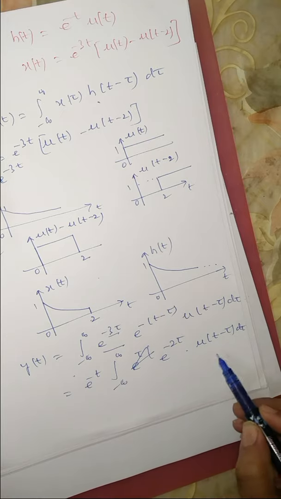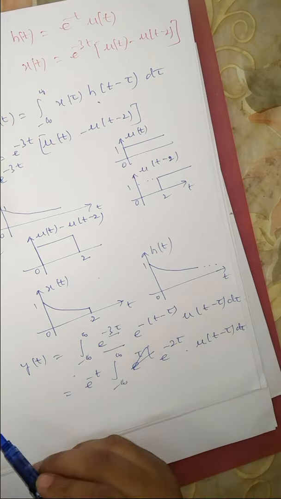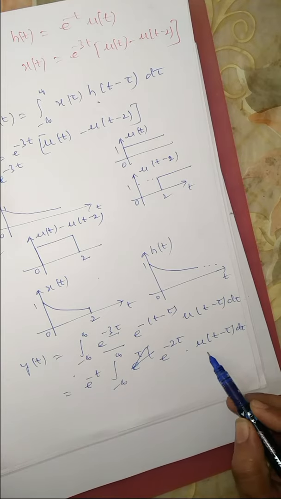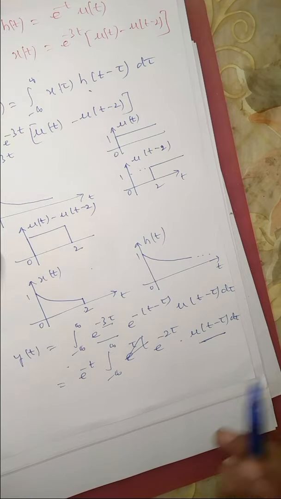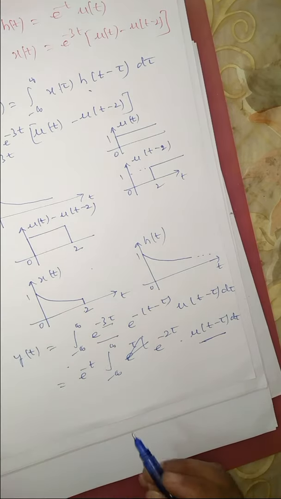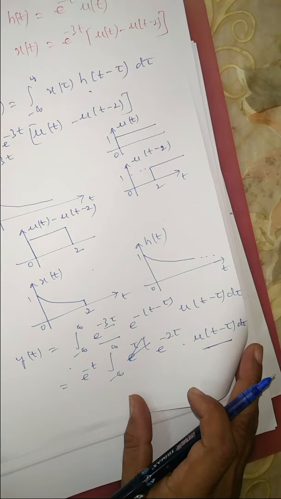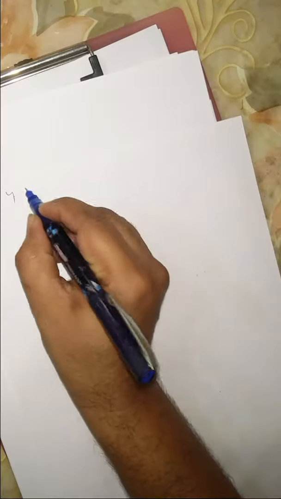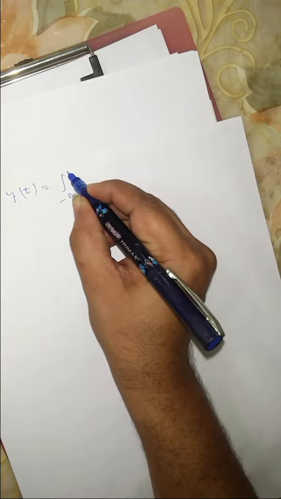To have a non-zero value, the second signal should come in the range of the first signal. That is, based on this t value, we should check whether the second signal comes in the range of the first signal. For that, we should consider three cases here. To fix the range, once again I'll write that y of t is equal to the integral from minus infinity to plus infinity, e to the power of minus t is outside, e to the power of minus 2 tau u of t minus tau into d tau.